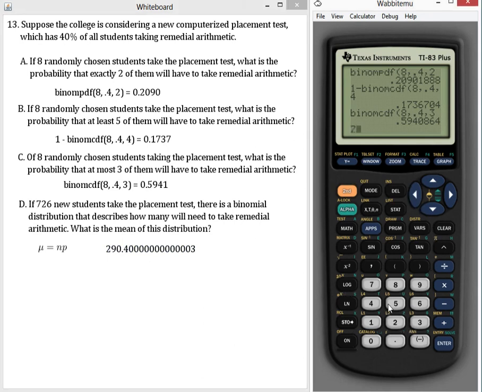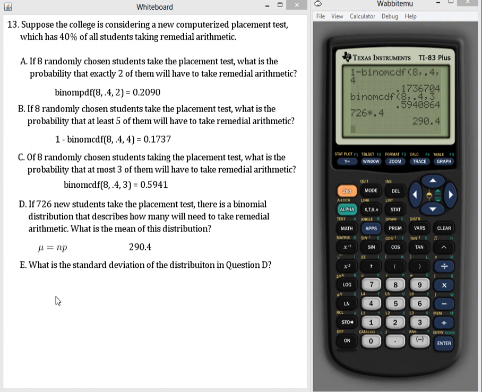And this is really just round off error from the calculator. The calculator here, you won't really see that because it does a little bit better job of cleaning up your answer. But 290.4 is the answer that you should get. So let me just clean that up.